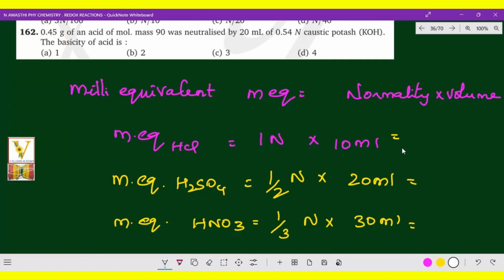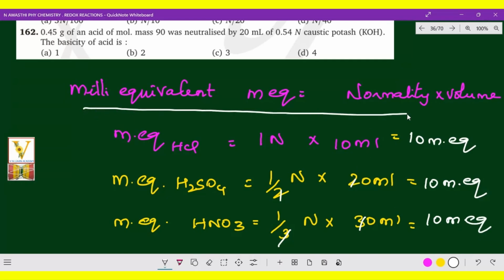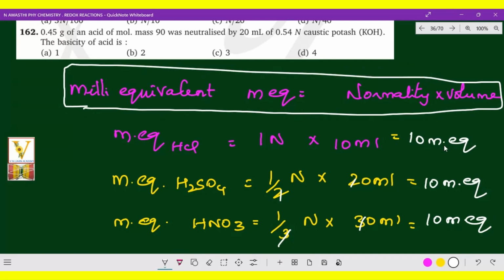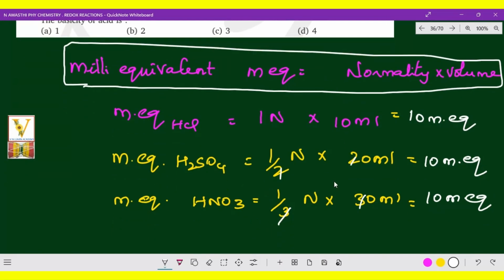So 1 N means what? 10 milli equivalent. Right, now here what is it? This and this will be cancelled. Here also 10 milli equivalent. 10 only you are getting. And here this and this will be cancelled. Here also 10 milli equivalent. Here the main concept you just remember: this is normality into volume, if they are giving such kind of question. Normality into volume. Yes.